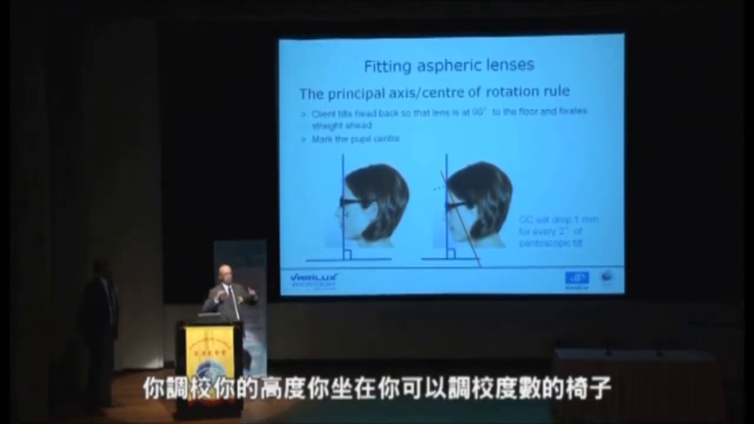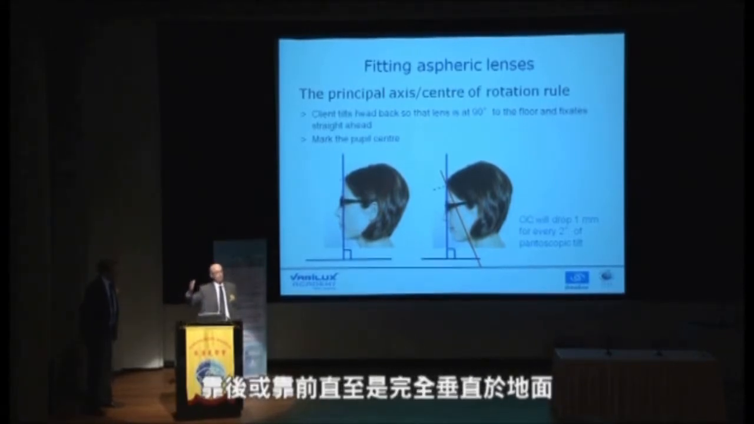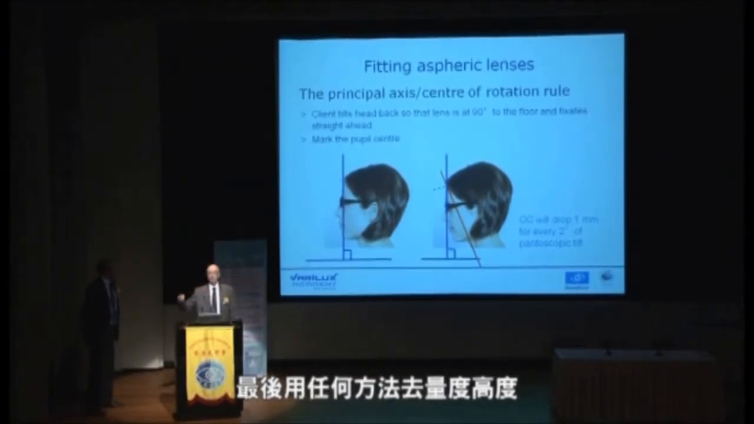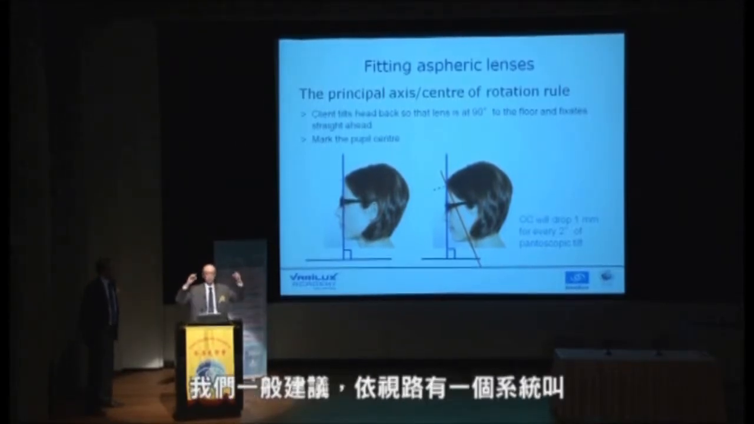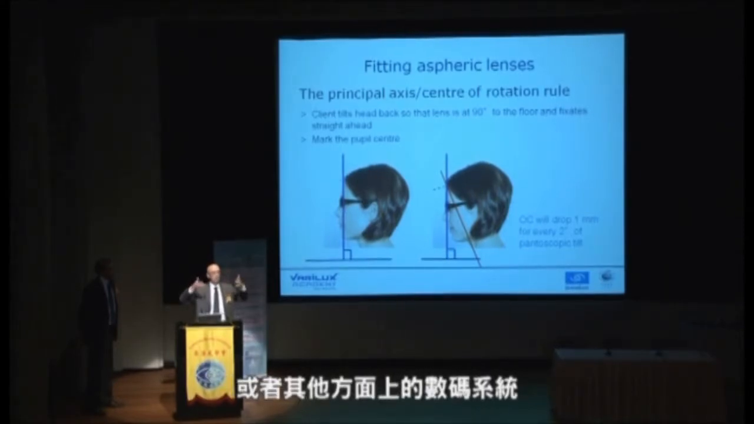So you adjust your heights, you sit down with your adjustable stool, get at the same height. You then go around to the side and you ask her to tilt her head back or forward until it's perfectly perpendicular. Then, using whatever method you use for heights, we normally recommend something like the S-Law height measurement system that clips on the frame and you can adjust it. Or there are digital systems that are available these days.